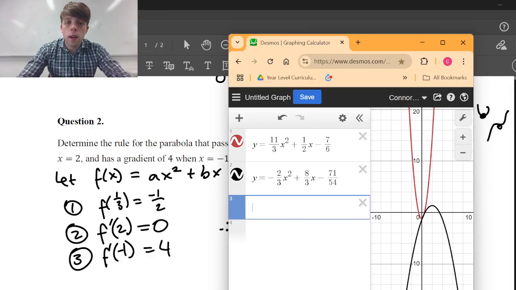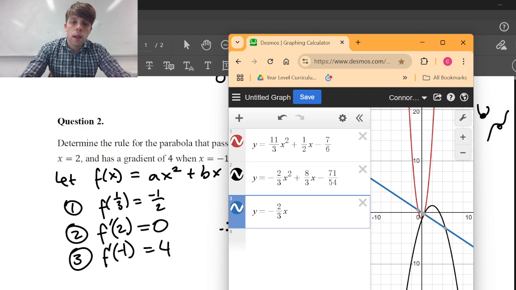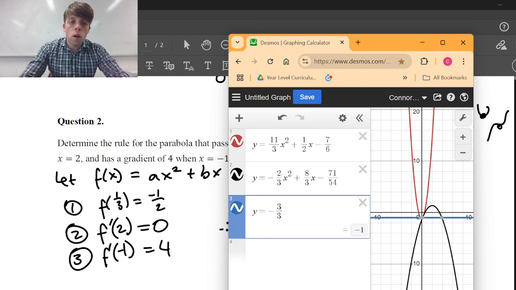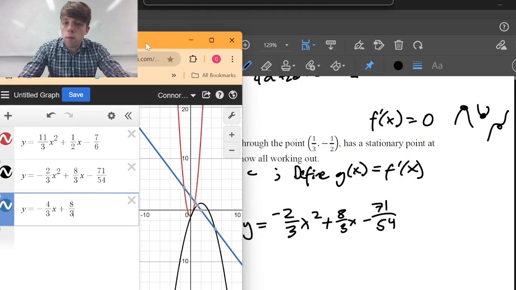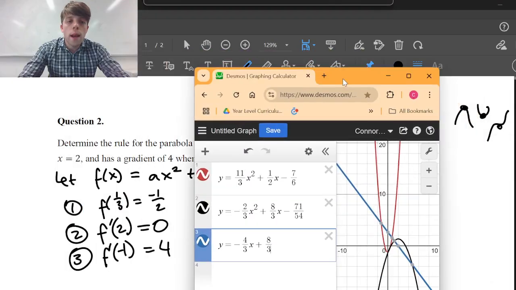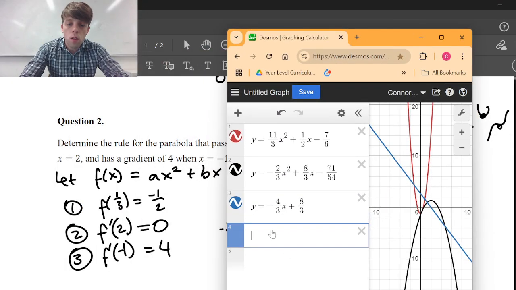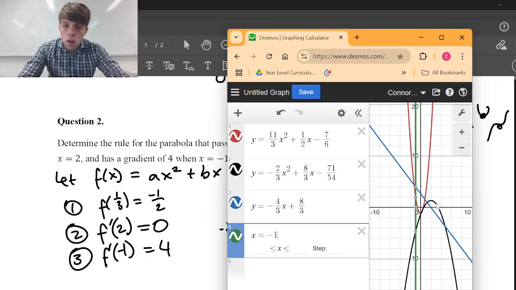So kind of hard to tell, but if we were to take the derivative of this graph, we're going to get y is equal to -4 over 3 times x plus 8 over 3. That would be the graph of the derivative function. And if we look at that derivative function, when x is equal to -1, we have y is equal to 4.